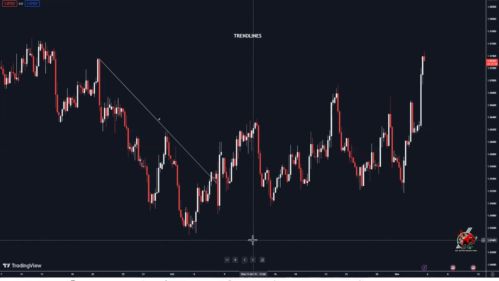Essentially, you look at trend lines, you look at your golden zones, you look at equal highs and equal lows, just like that. That's how you spot liquidity so that you don't become the liquidity.